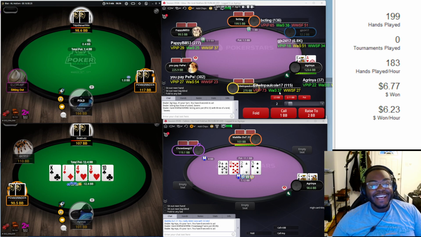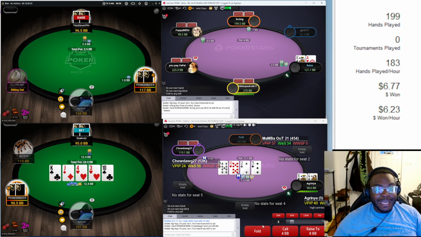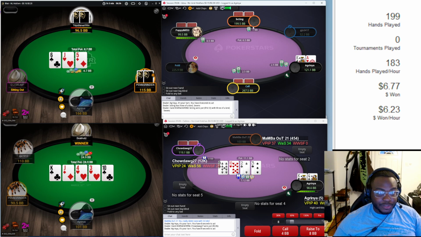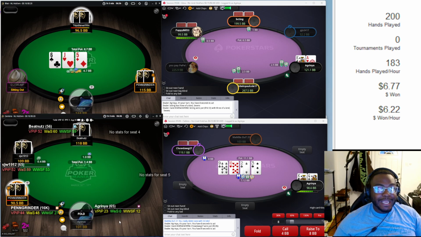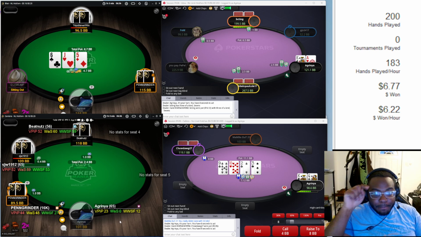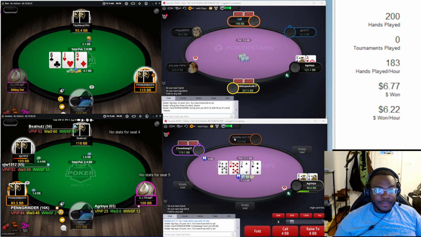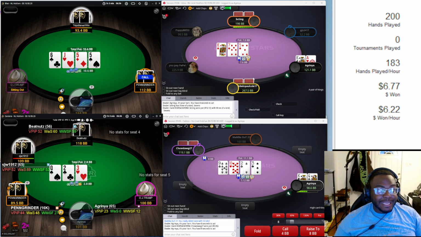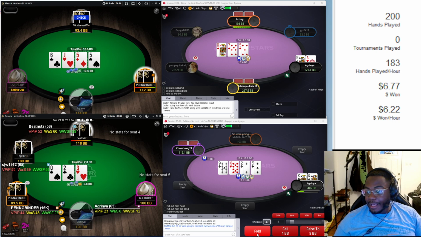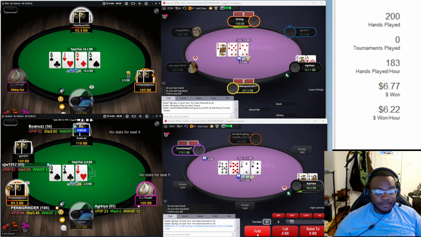Like, now, that's how you utilize the stats here. He's so loose and so aggressive that he is weaker when he barrels. So when he checks the river there, I cannot do anything but check back. And let me know if that makes sense to you.